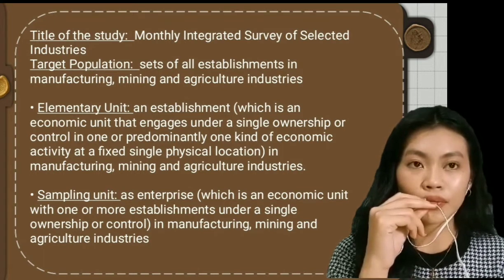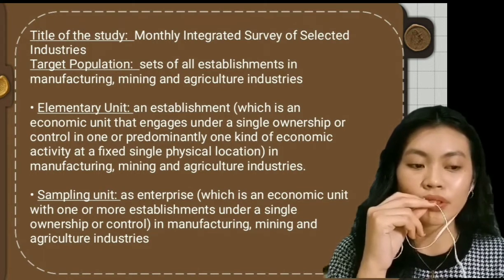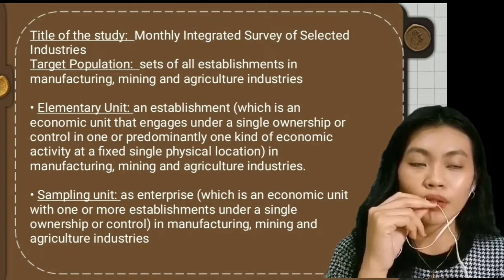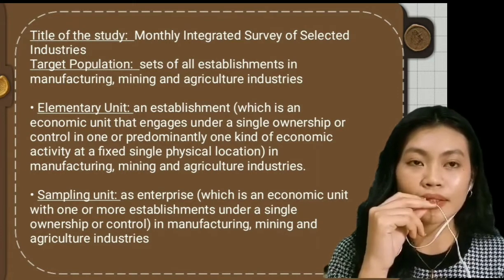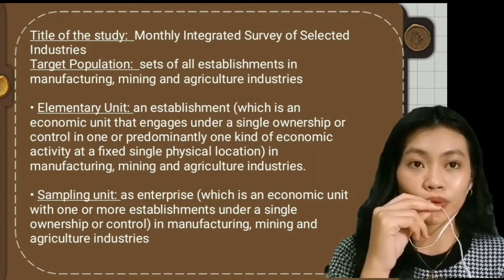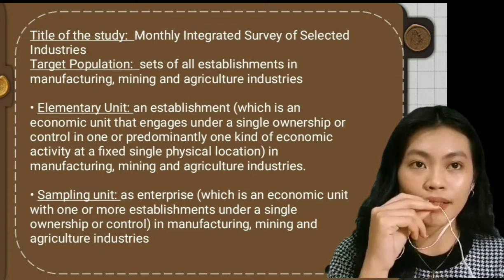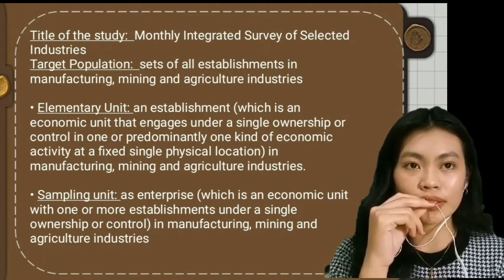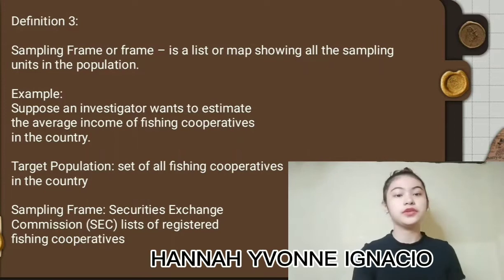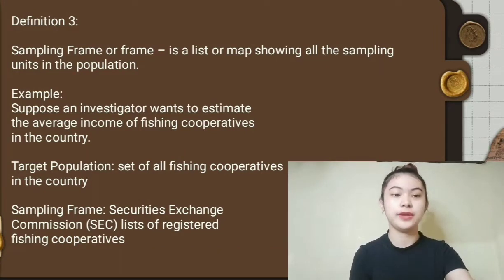So for sampling unit as enterprise, which is an economic unit with one or more establishments under a single ownership or control in manufacturing, mining, and agriculture industries. Right, so now we are in definition 3, which is sampling frame or frame. It is a list or map showing all the sampling units in the population.